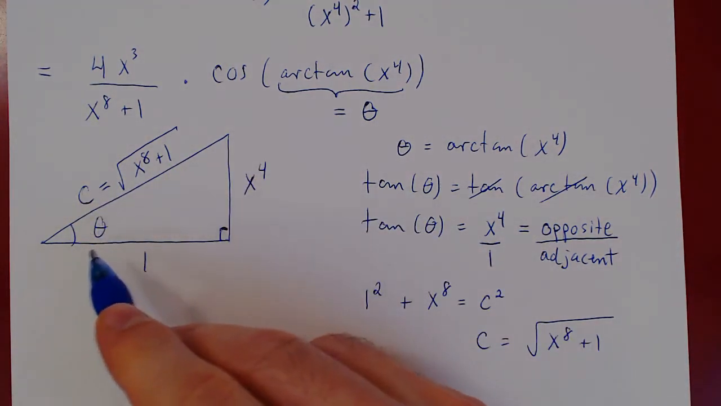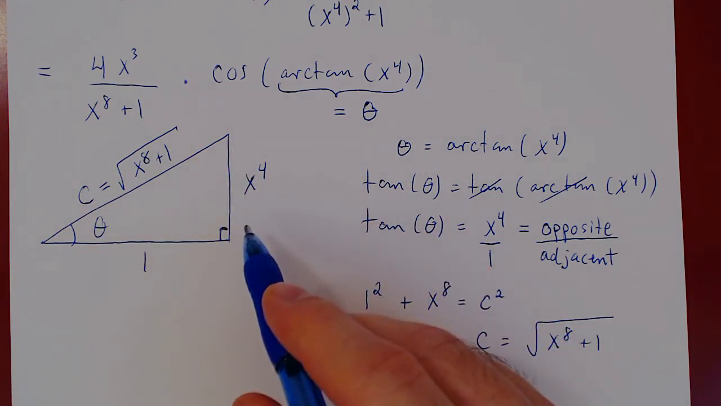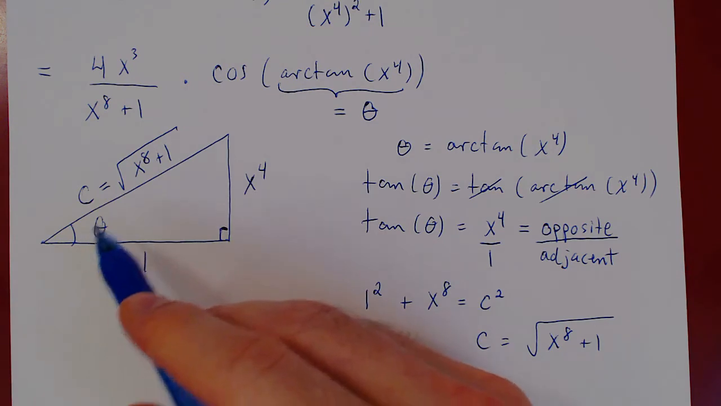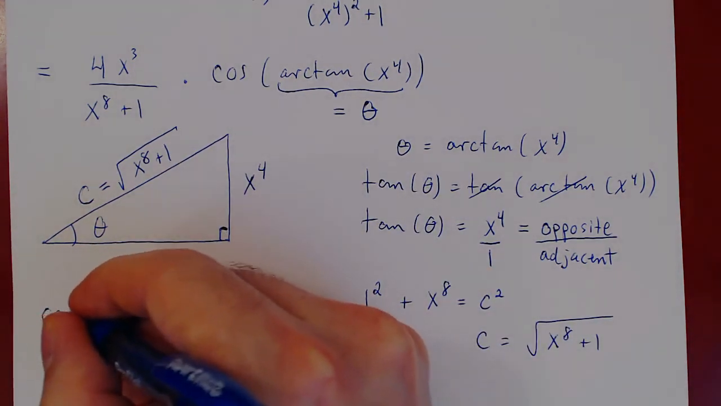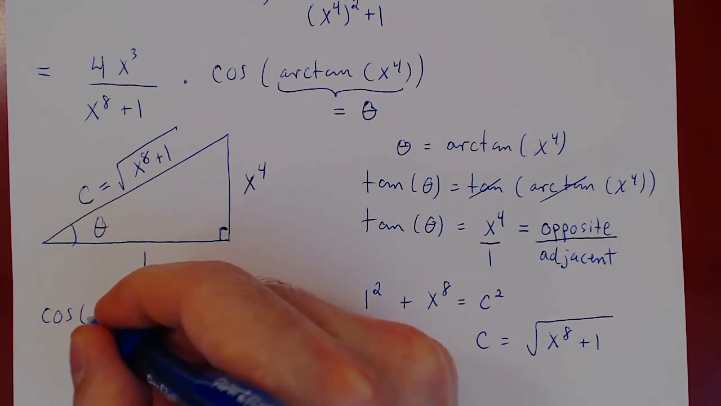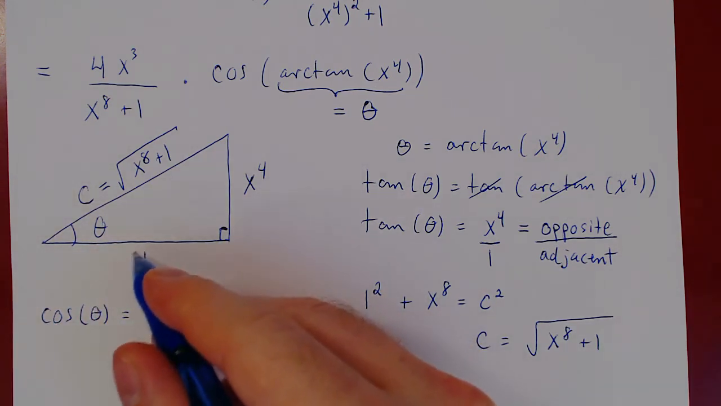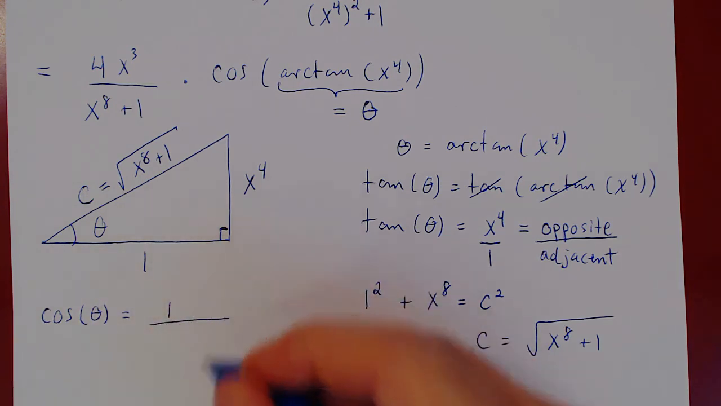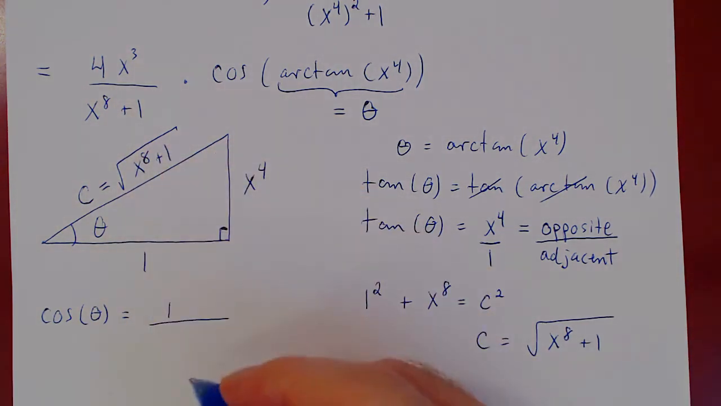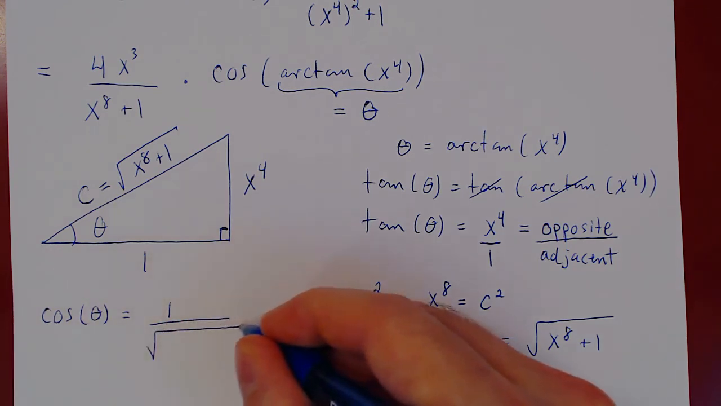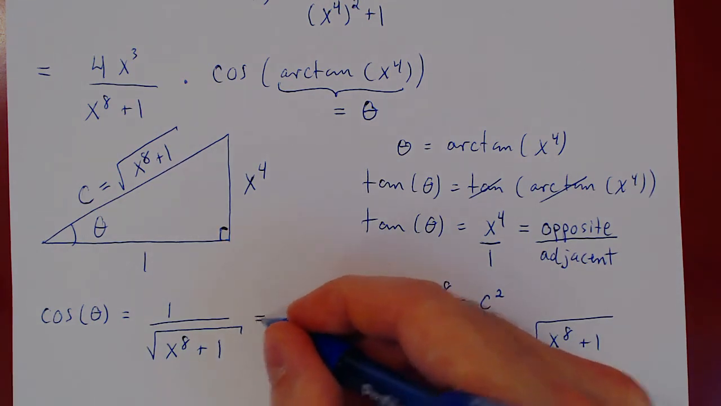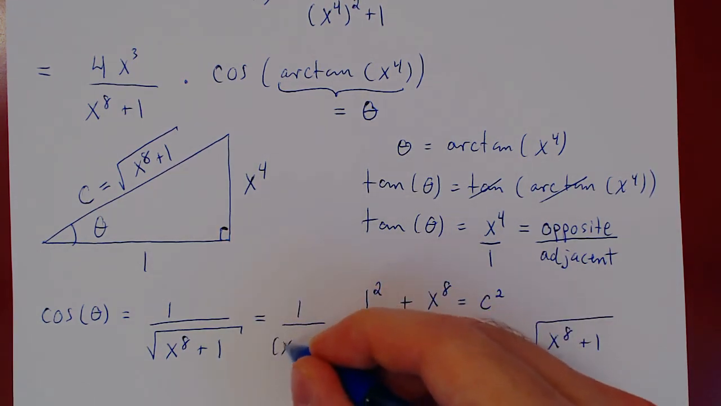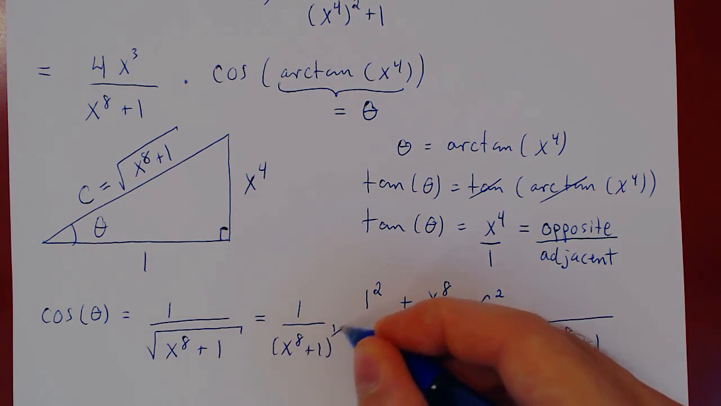Now we have a complete triangle. We have the angle, the adjacent is 1, the height is x to the 4, and the hypotenuse is the root of x to the 8 plus 1. And so now we can solve for our cosine of theta. If you remember, SOHCAHTOA, cosine, CAH, is the adjacent side, 1, over the hypotenuse, the root of x to the 8 plus 1, which we can write, if you want, as 1 over x to the 8 plus 1 to the power of 1/2.